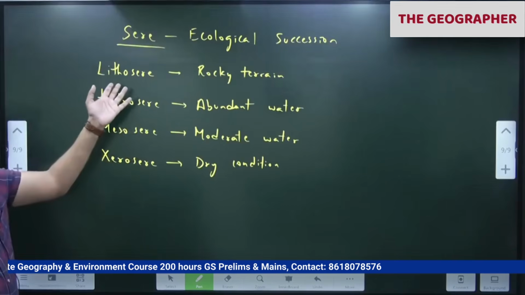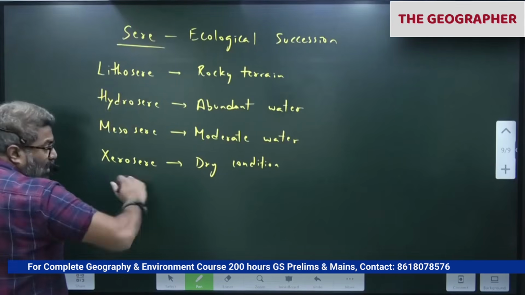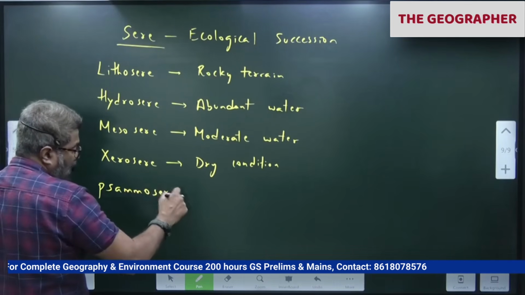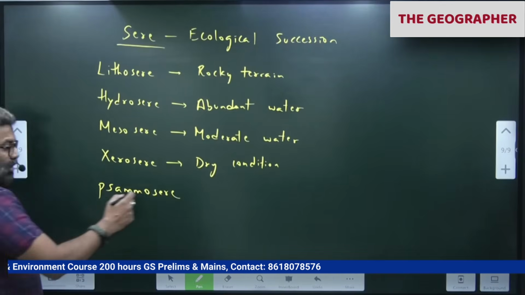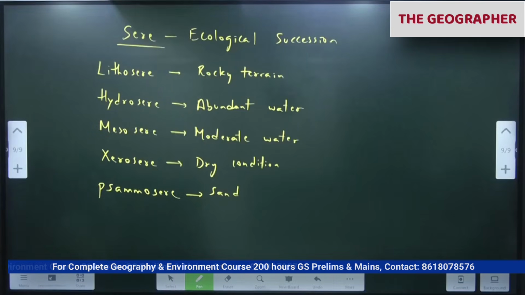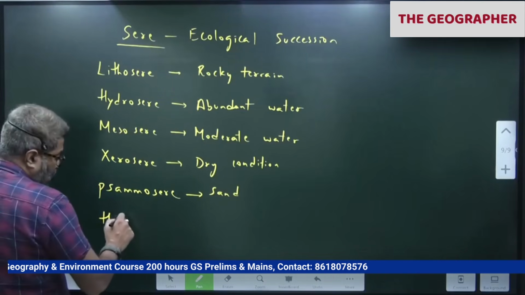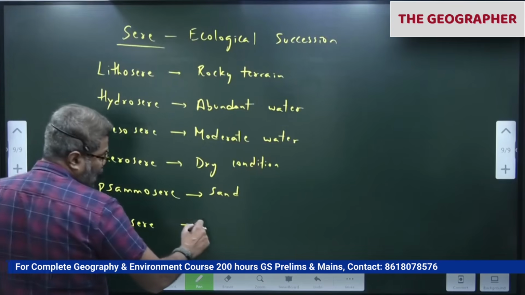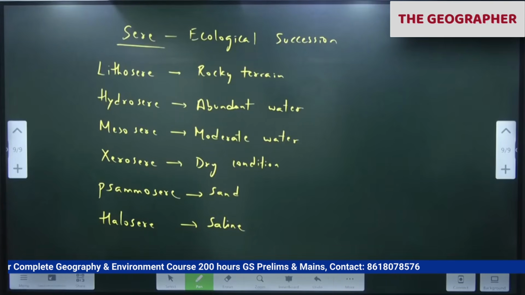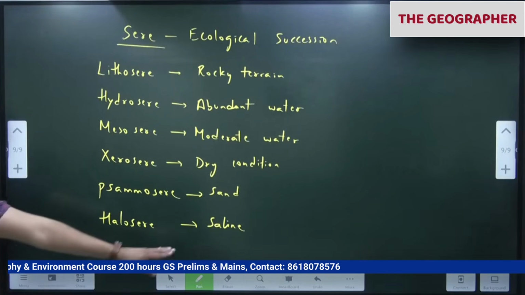Okay. In rocky areas, lithosere. If there is only sand, remember desert sands, psammosere. P silent here, P silent. Psammosere means sand: ecological succession on sandy soil. Halosere, in saline conditions. Saline soils or water. Salt water. There are salt water plants also. Have you seen in the oceans also? We have some plants growing in saline conditions. In brackish water also they grow.